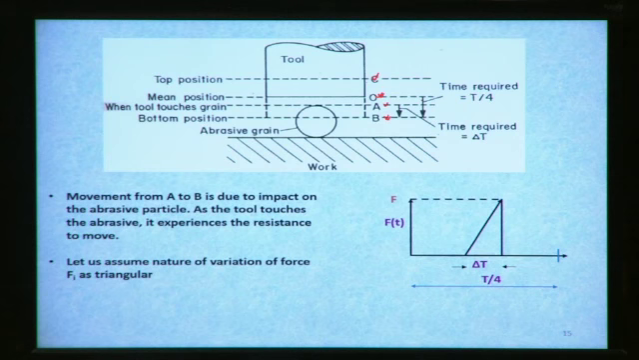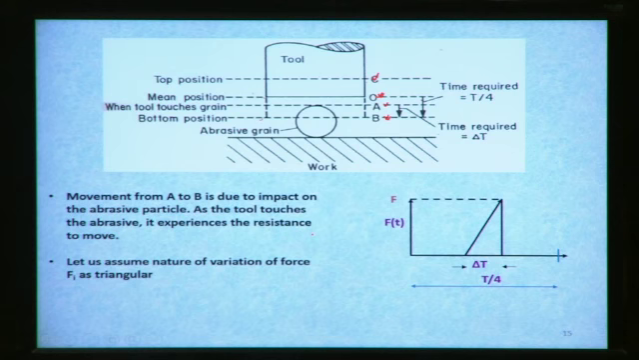Here from O to A, B, it is time period T by 4, and in between A and B it is in touch with the workpiece. This abrasive particle is in touch with the workpiece as well as with the tool. So this is the time period del T. This is the top position, the mean position, this is where the tool touches the grain, and this is the bottom position. So the movement from A to B is due to the impact on the abrasive particle. As the tool touches the abrasive, it experiences resistance to move.